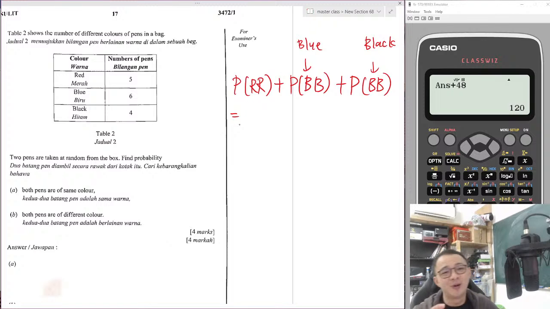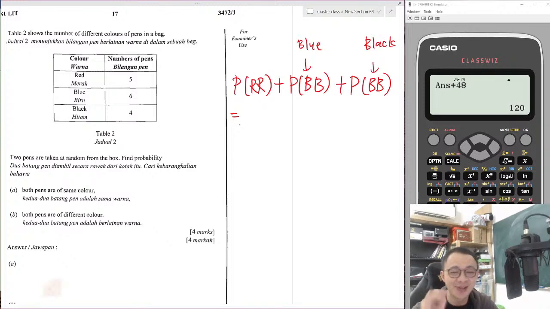Right now, you need to ask yourself in this case, because the question doesn't say replacement or not. When you want to select two pens, will you replace the first red pen and then select another red pen? This one kind of needs your common sense here.